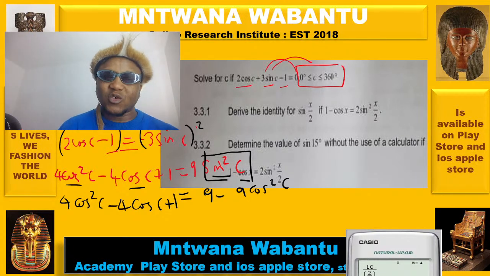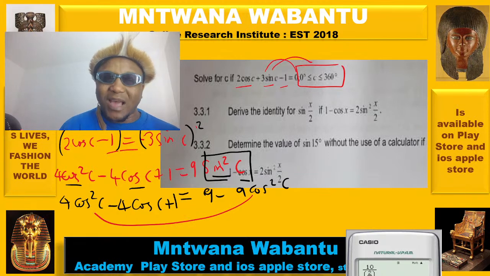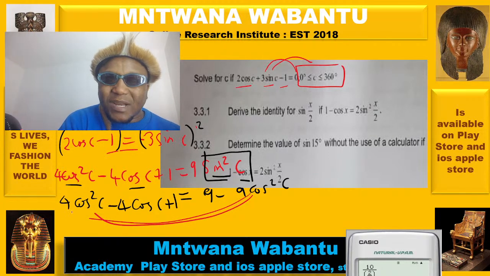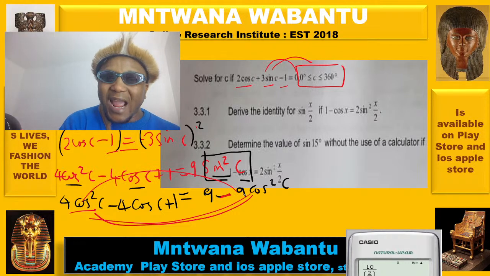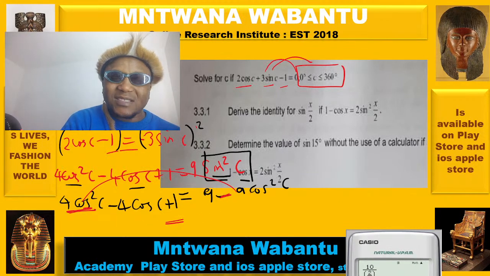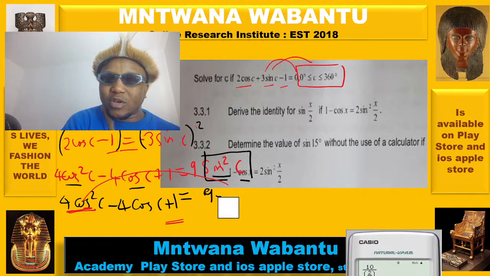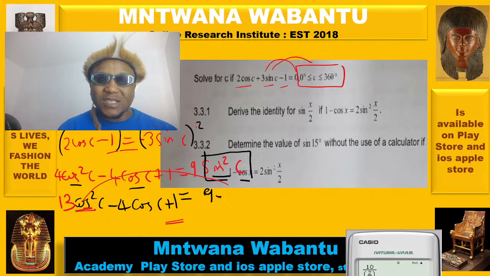So then I'm going to put everything on the left because everything is cos square, cos square, cos square. If I take this to the left, it's going to become plus. 9 cos square c plus 9 cos square c, because when it goes over, it's going to become plus. So 9 cos square c plus this 4 is going to be 13 cos square c. So I don't have this no more. On the left, this will become 13 cos square c.